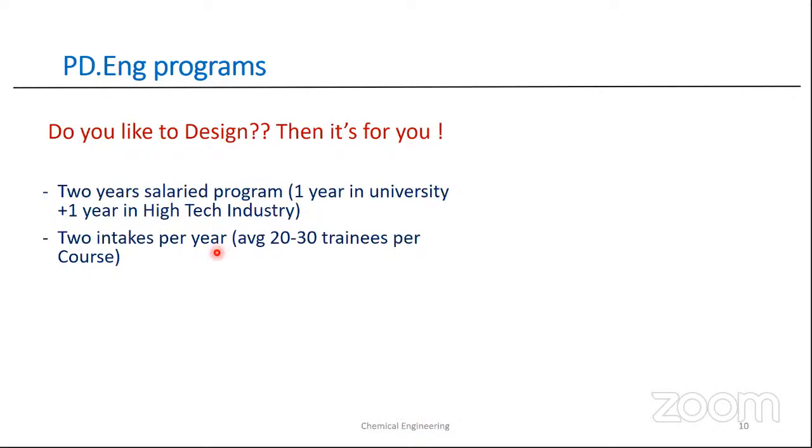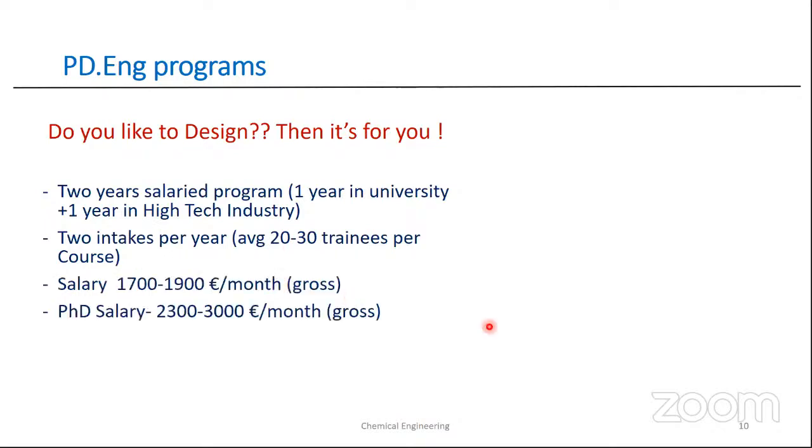To give you more idea, it's a 2-year program. One year you spend in the university, one year in a high-tech industry. There are 2 intakes per year, on average 20 to 30 trainees per course. So it's very competitive, but if you wish, you can get it.